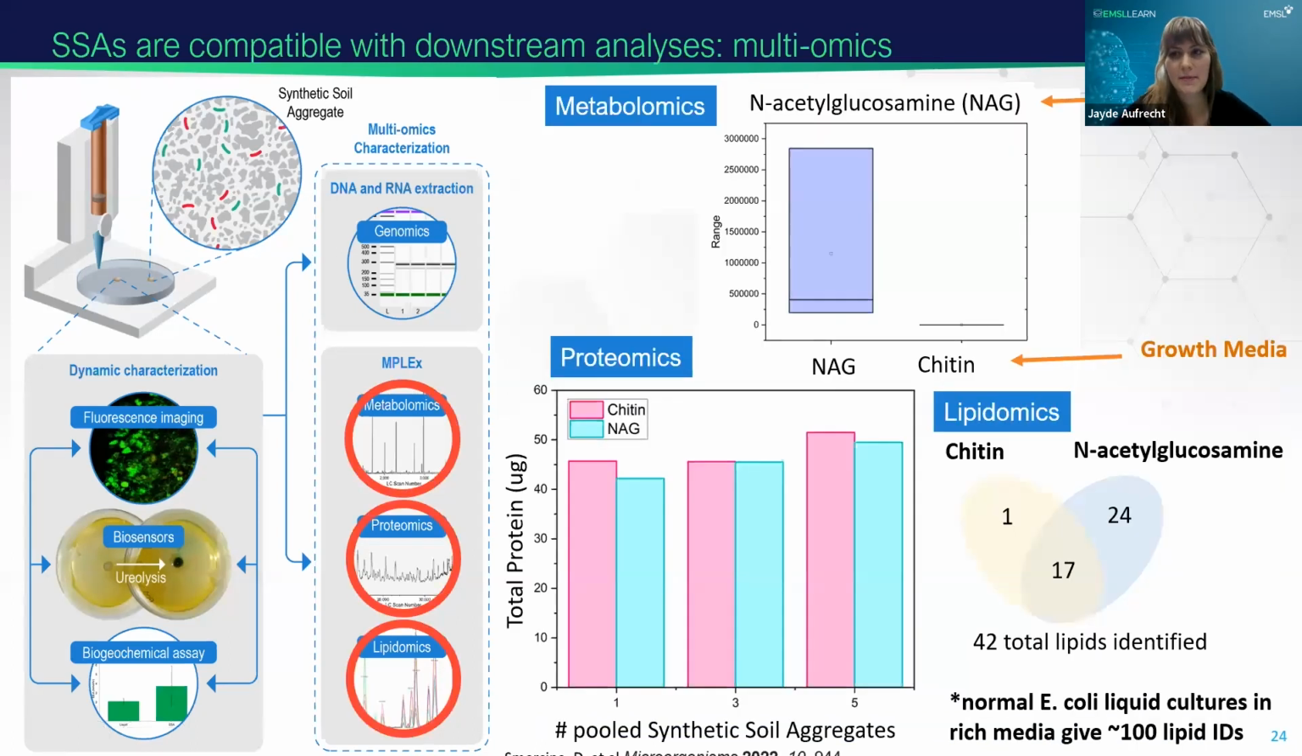This is just proof of concept data showing the kind of results we can get from the metabolomics, proteomics, and lipidomics on these kinds of samples. I'll draw your attention to the lipidomics results. For example, in a rich broth, if we culture E. coli by itself, we can get about 100 lipid IDs. When we did that in the synthetic aggregate and added only chitin as a nutrient source, we were able to see 42 different lipids. So that is pretty good, I think.